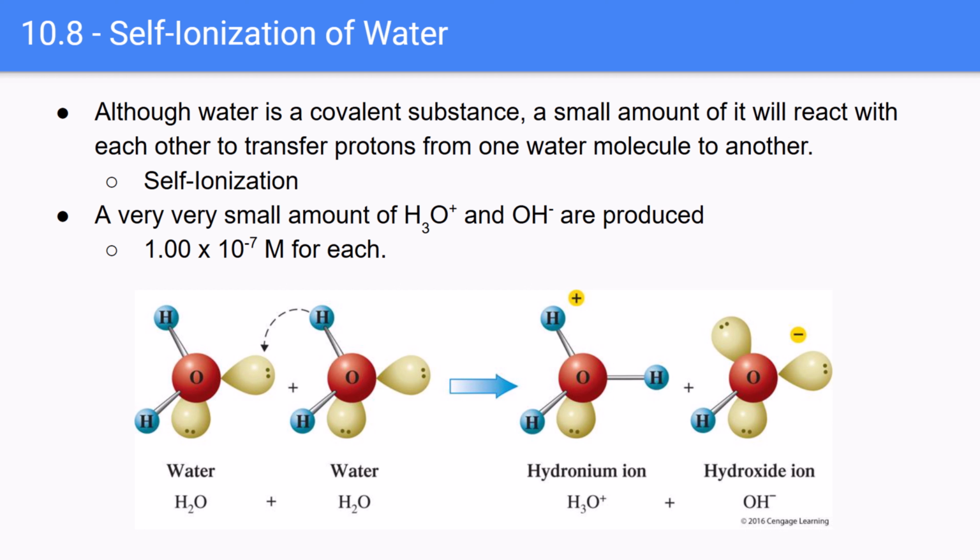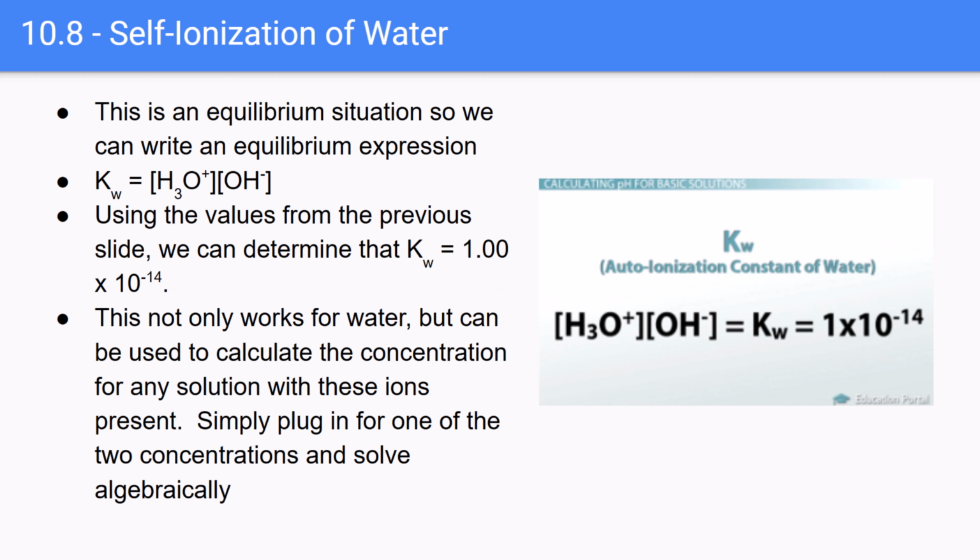And we get an H3O+ and OH- from this. Keep in mind that every time water does this, we get one H3O+ and one OH-. So the amount of H3O+ and OH- will always remain equal to each other, right? You're not going to have one above the other, because every time water does this, it produces one of each. A very small amount is produced from this process. In fact, it's 1 times 10 to the negative 7th for each. So it's a very, very small amount of H3O+ and OH-.